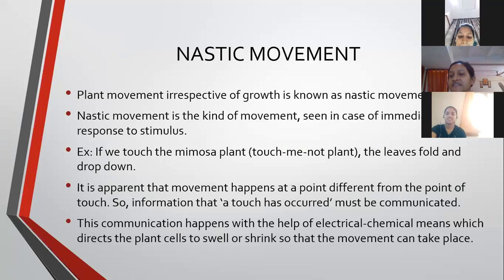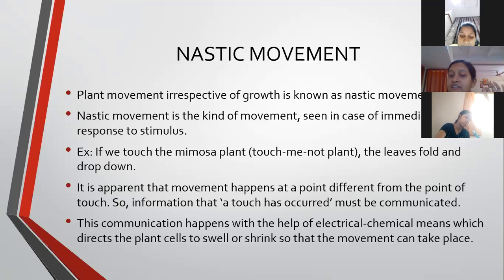Till now, tropic movement is one kind of movement where growth is seen. Whereas there is something called nastic movement where there is no growth. That means most of the time it is a response to stimuli. A brilliant example of nastic movement is the touch-me-not or mimosa plant. If you touch the leaf, it closes. The communication happens in the plant by an electrochemical way. That means chemicals are passed on with the help of ions in the plant.